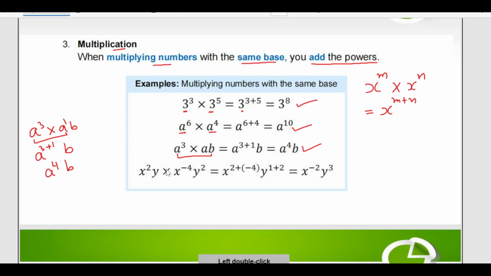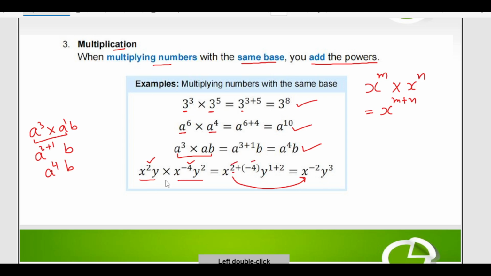Now, here is another example, you see here we have x and y. The variables, the letters, are x and y. So, look at x. x has exponent 2 and x power negative 4. There is a multiplication sign, and the base is the same, x and x. So, we add. So, this is 2 plus negative 4, that will be the power of x, which finally turns to negative 2. x is 2 minus 4, which is negative 2.